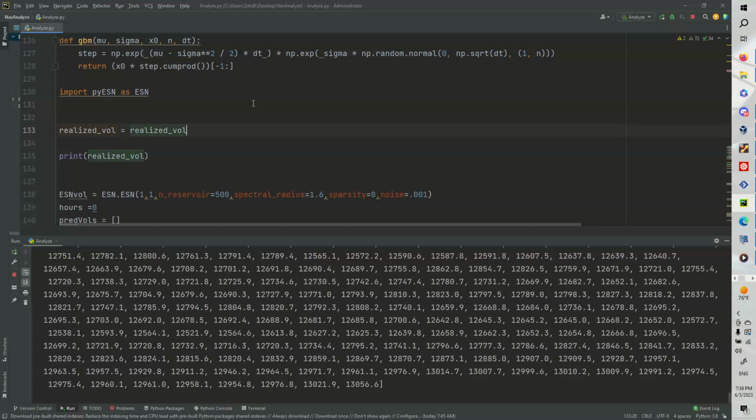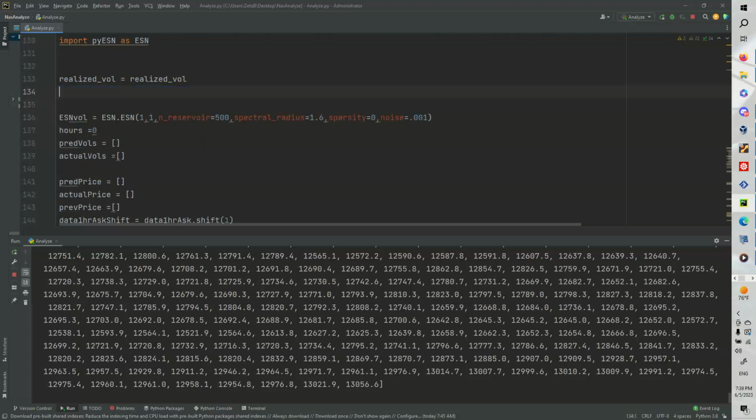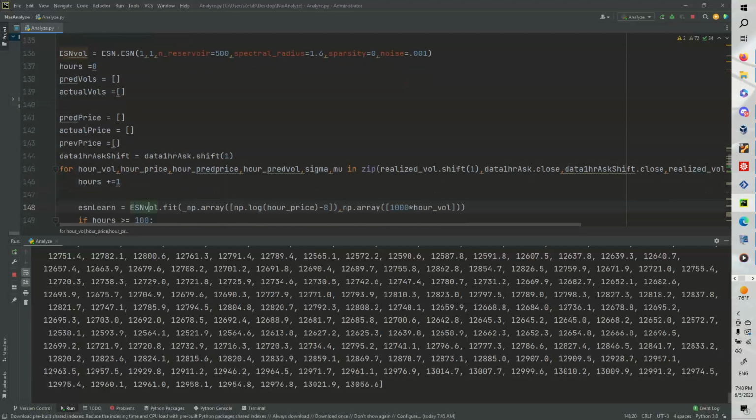We have the realized volatility. That's just a double declaration, so let's just can that. For the ESN, we have an EchoState neural network: input 1, output 1, reservoir 500, spectral radius 1.6, sparsity 0, noise 0.001, and then we declare a whole bunch of lists. Hours equals 0, pred vols list, actual vols, pred price, actual price, prev price, and we also have to declare this data 1 hour ask shift, which is shifted up by 1.